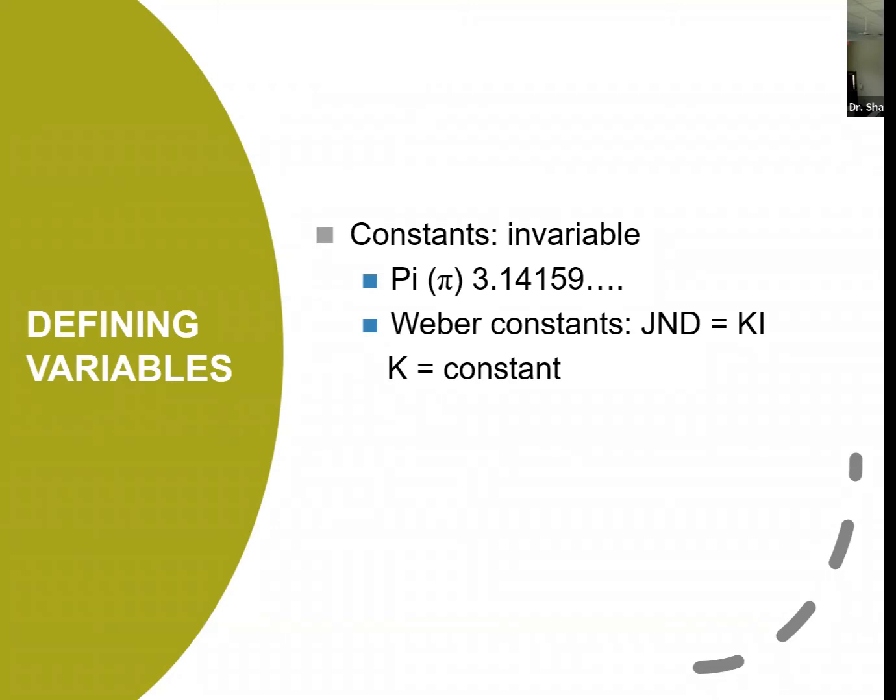So for example, many of you, if not all of you, are familiar with pi. In this specific case, we know that pi equals 3.14 and so on and so forth. We also have Weber's constant. And this is basically a constant, a number that remains the same when we are talking about sensing or being able to perceive a difference in stimuli, right?